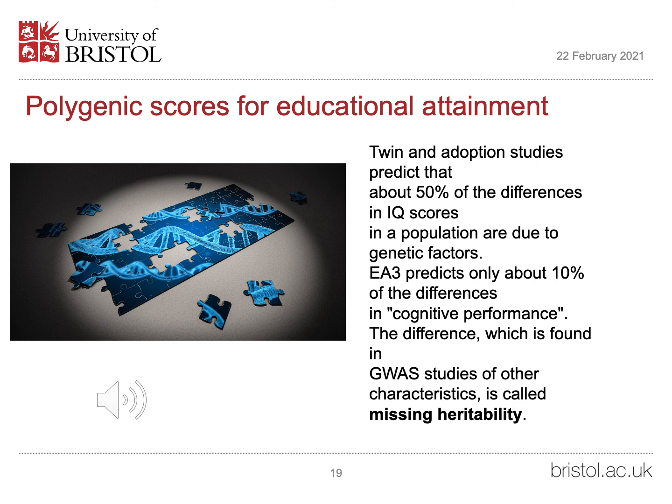Twin and adoption studies predict that about 50% of the differences in IQ scores in a population are due to genetic differences. EA3 predicts only about 10% of the differences in cognitive performance. This difference, which is found in GWAS studies of other characteristics too, has the general term missing heritability.